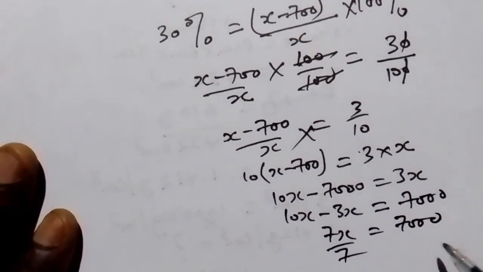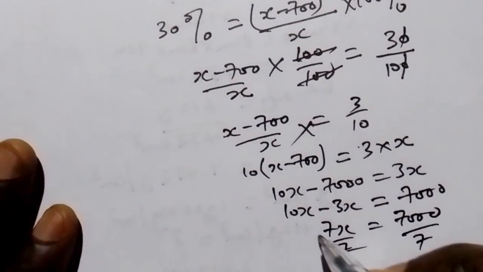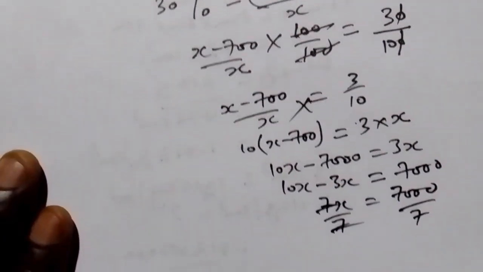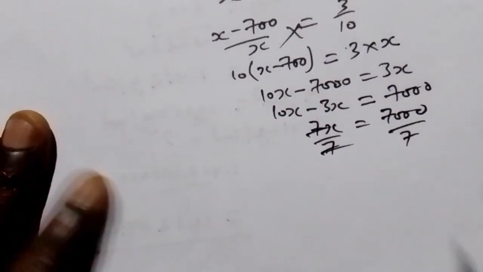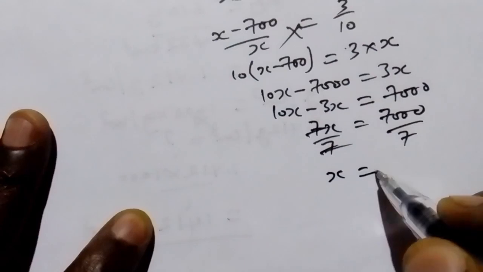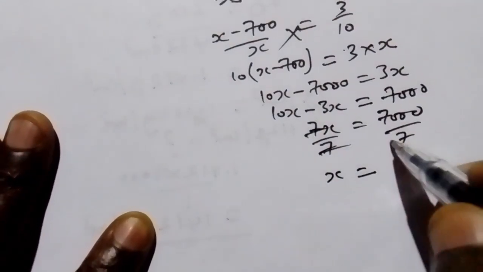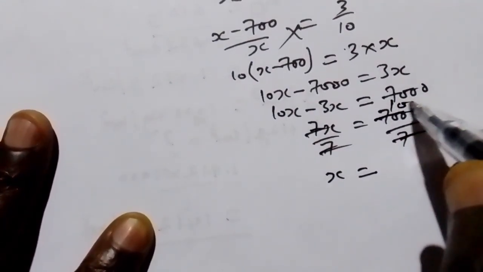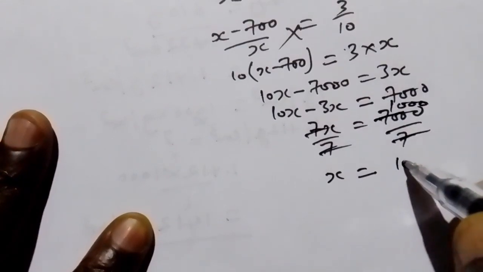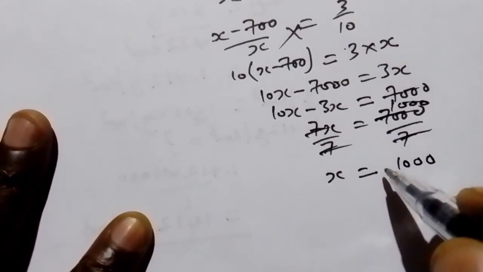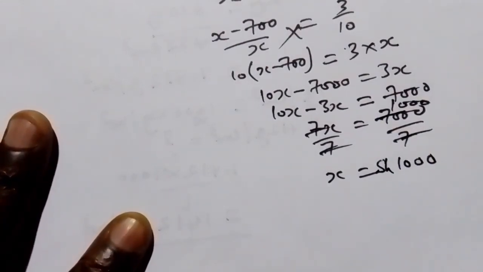We divide by 7. X is equal to 1000. So our cost price is 1000.